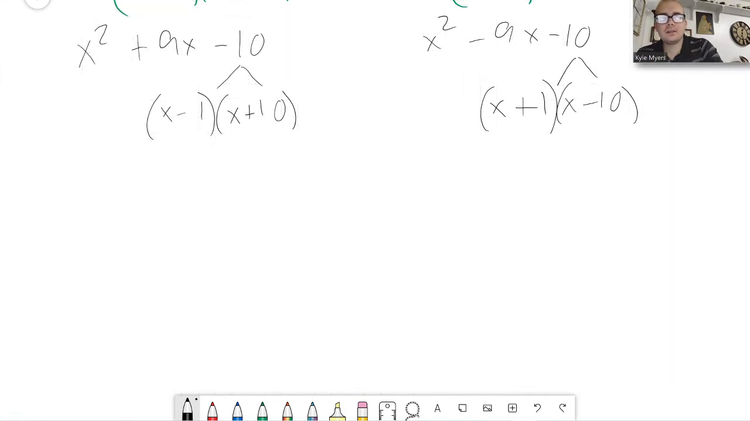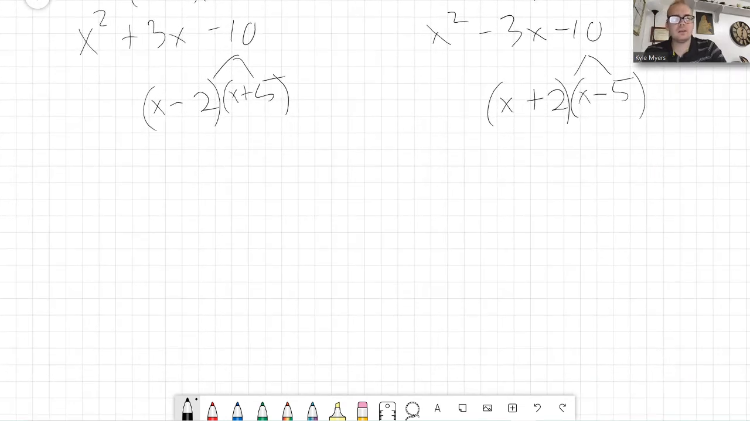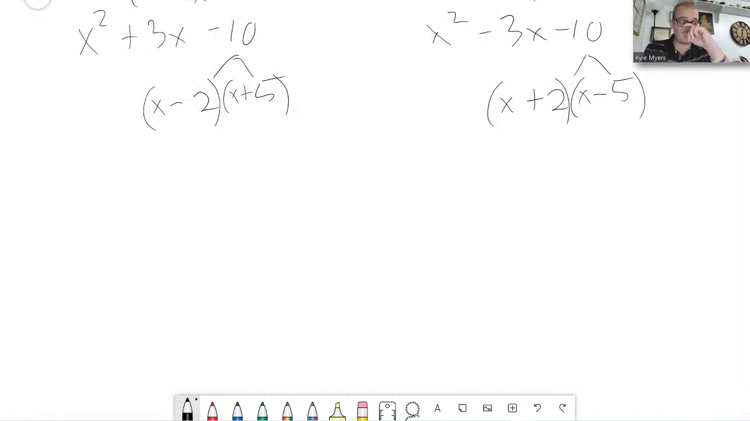Let's see, what's up next? Oh, wait, hold on, we're not done with tens. X squared plus 3x minus 10. X squared minus 3x minus 10. 2 and 5. This one's a minus plus. This one's a plus minus. Now we're done. Whew. We're almost there with the negatives, and then we'll turn around and do the positives next.